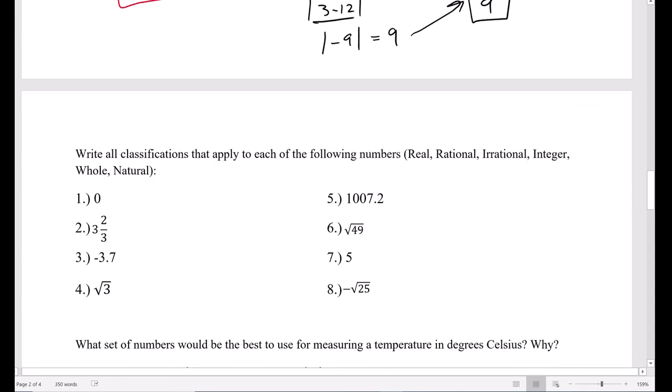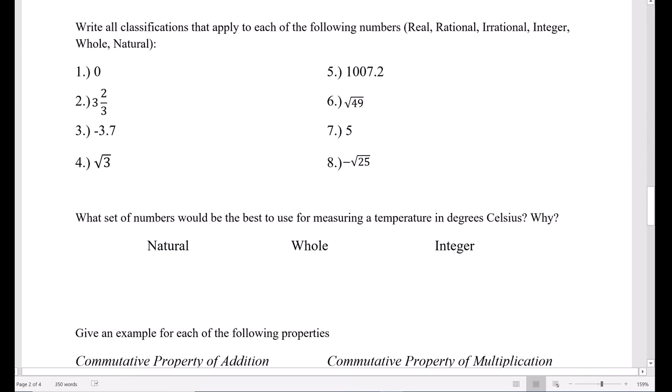On the next page, we have a list of a bunch of different numbers, and we're asked to classify them as being real, rational, irrational, integer, whole numbers, or natural numbers. When we did this in our lesson, we were just focused on real, integer, whole, and natural. Now we're adding in rational and irrational into the mix now that we are familiar with those.